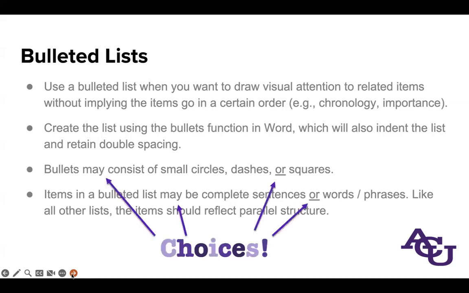So, again, we're talking about choices. It says bullets may consist. They can be circles, dashes, or squares. You get to pick. You can pick if you want your bullets to be complete sentences or words or phrases, or even a combination of those things, which we will look at examples of in a little while. So again, the formatting of bulleted lists offers loads of choices that can help you present your material in the most accessible way for your reader.